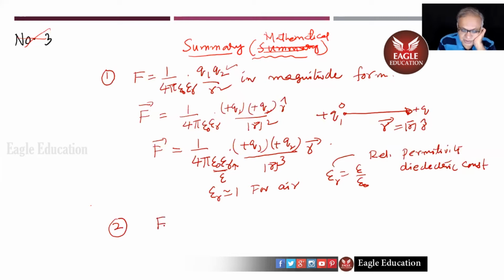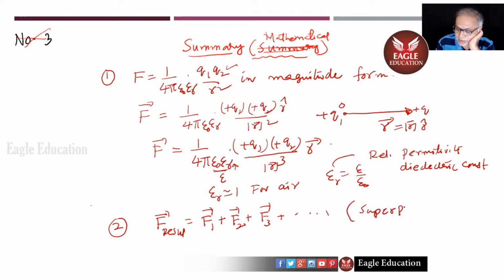That's the first formula. The second is this: F resultant is equal to F1 bar plus F2 bar plus F3 bar plus so on. This is superposition, right? I am doing this deliberately because this video will also be there. When you want to revise, you can listen to this again, even if you don't want to read a textbook.